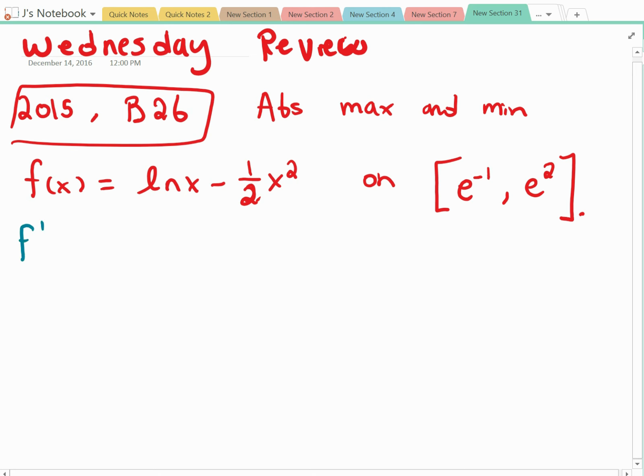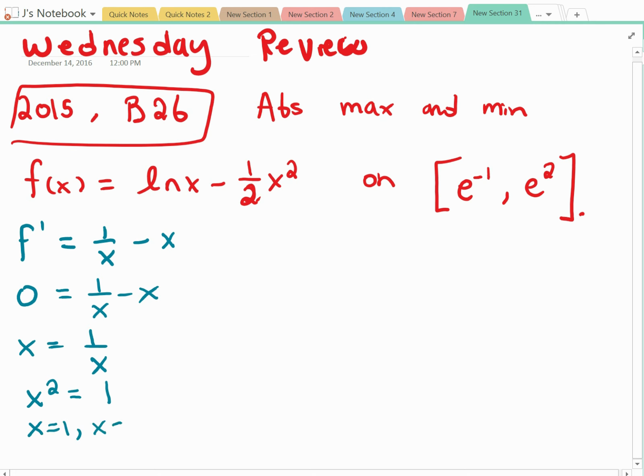Okay, so first step, take the derivative. The derivative of ln of x is 1 over x. The derivative of 1/2 x squared, the 2 comes down, cancels with the 2 that's downstairs, we just get minus x. And then set the derivative equal to 0 and solve. Add x to both sides. So x is equal to 1 over x. And multiply both sides by x. So x squared is equal to 1. And it looks like we get two solutions. We get x is equal to 1, and x is equal to minus 1.